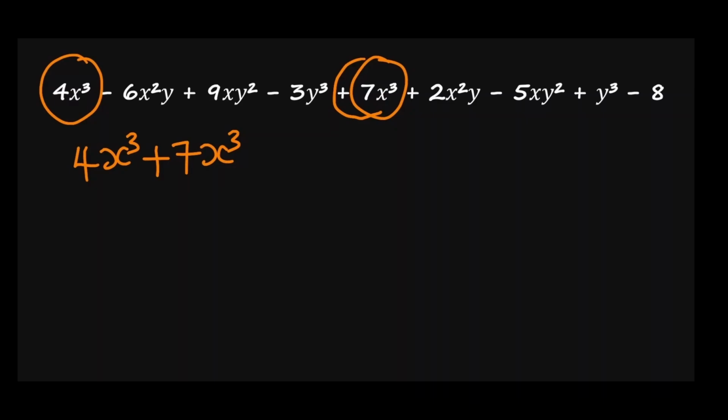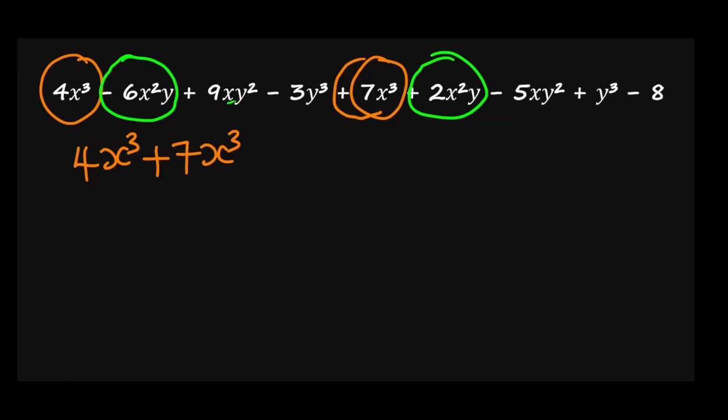So the next one here is minus 6x squared y. So we have to look for other terms that have x squared y. X squared y. This is xy squared. It's not the same here. X squared y. Yeah. So this is another x squared y here. Is there any other x squared y? No. No other x squared y.